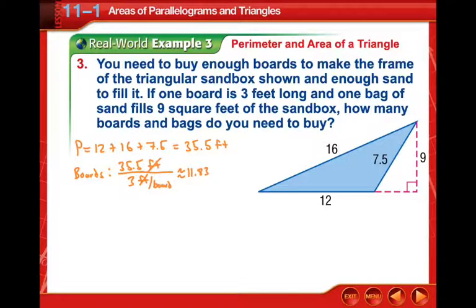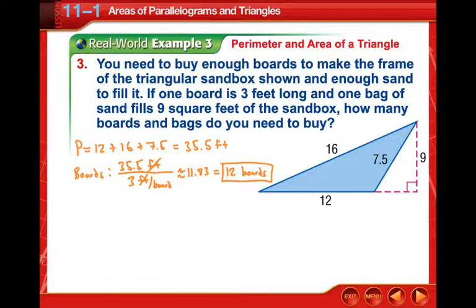And again, we can't buy a fraction of a board. Some stores will let you do that, but we need to buy 12 boards. Typically it's with molding for around the baseboards or things like that they'll let you buy portions of them, but not all the time.